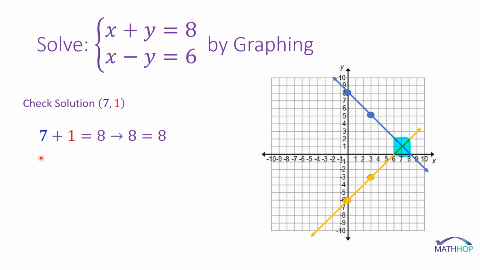So we get 7 plus 1 equals 8. 8 does equal 8. It checks in that equation. 7 minus 1 equals 6. 6 equals 6. It checks in that equation, making this an actual valid solution to my linear system. Perfect. That's it. That's solving linear systems by graphing.